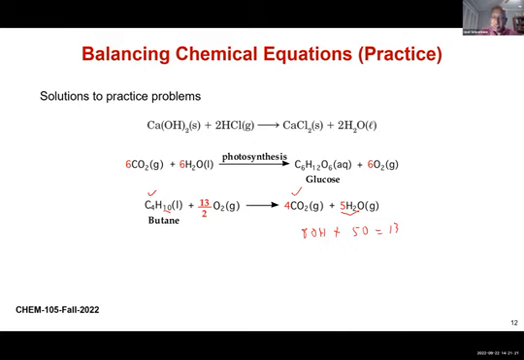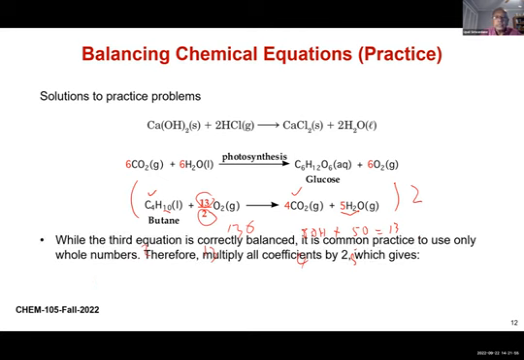So 13 is an odd number. You cannot divide it by 2. You put the 13 here, divided by 2, because there are 2 oxygens, that becomes 13 oxygen. So to get rid of the fraction, you multiply the whole equation, the stoichiometric coefficients, by 2. Then you get 2 here, 13 here, 4 here, 5 here. So that's how you get 2, 13.